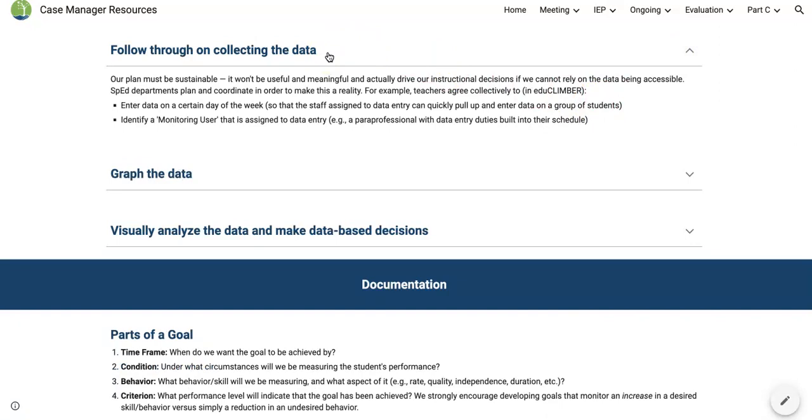And there are lots of different ways to collect the data. I've seen clipboard systems, binder systems. It might be that one day a week you collect data on reading on Monday, math on Tuesday, and behavior on Wednesday and Thursday, and then send out general education teacher DBRs or point sheets on Friday. You can come up with whatever system makes the most sense for you, and you'll probably need to build that over time.